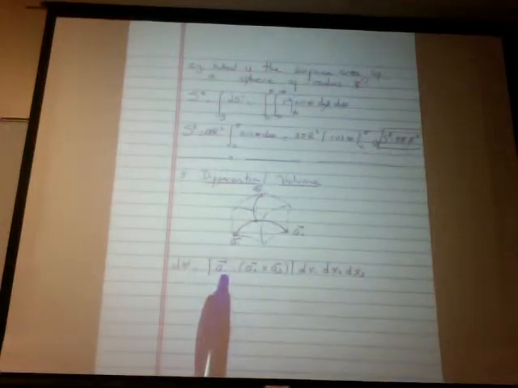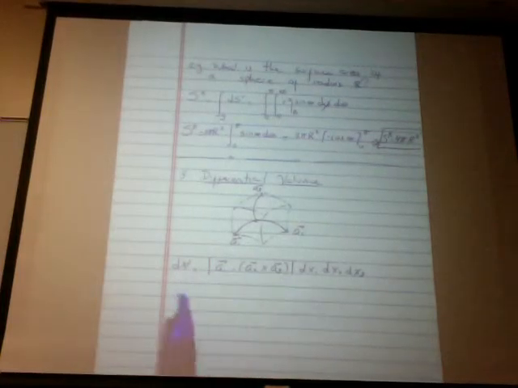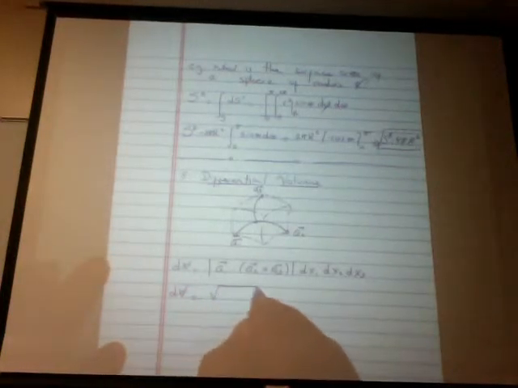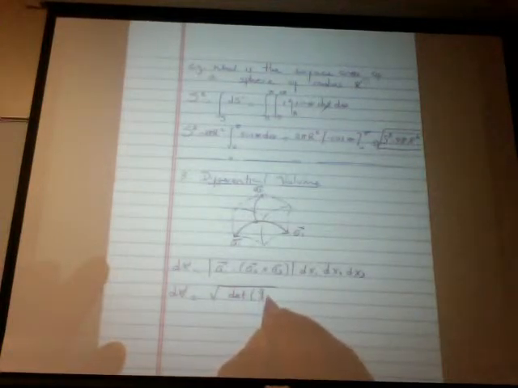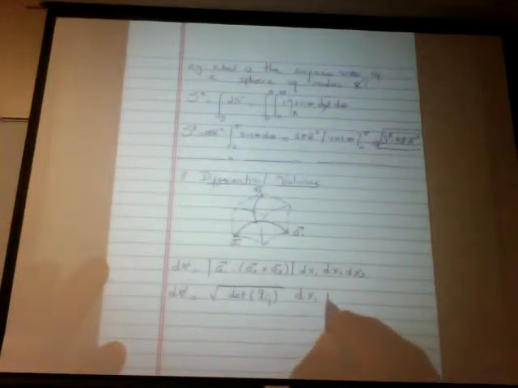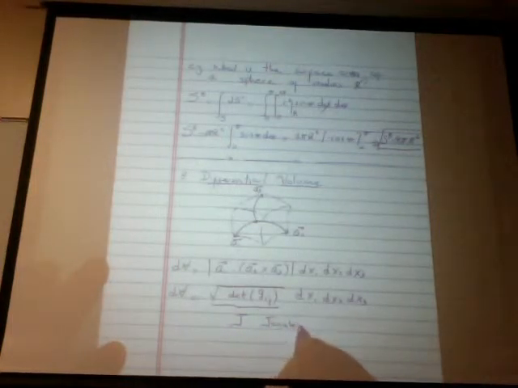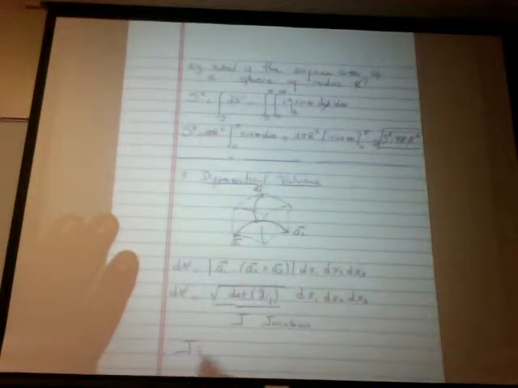And you can show that this right here is just the determinant of the GIJ tensor. So dV is therefore the square root of the determinant of the GIJ tensor, the metric tensor, times dx1, dx2, and dx3. And this also we can call a Jacobian. In this case, it's a Jacobian of the volume transformation on a particular coordinate system. So the Jacobian J is the square root of the determinant of the GIJ tensor.